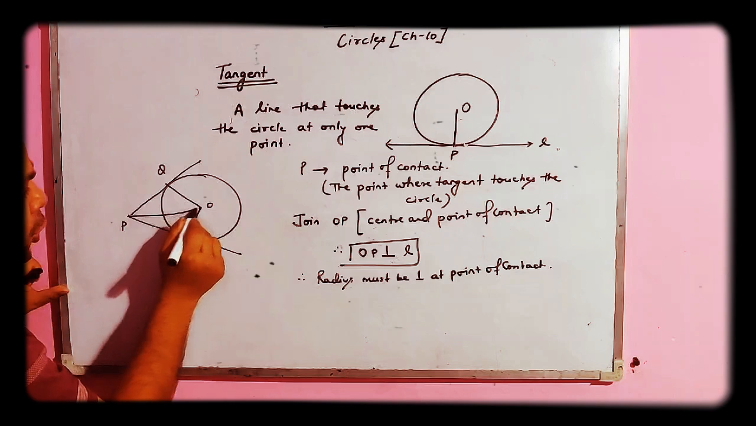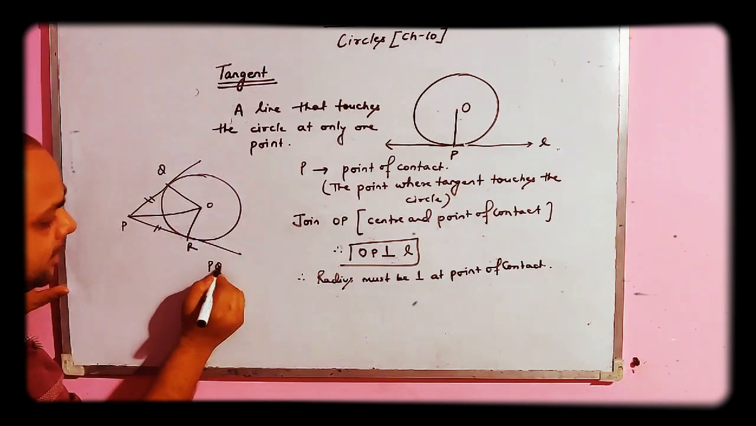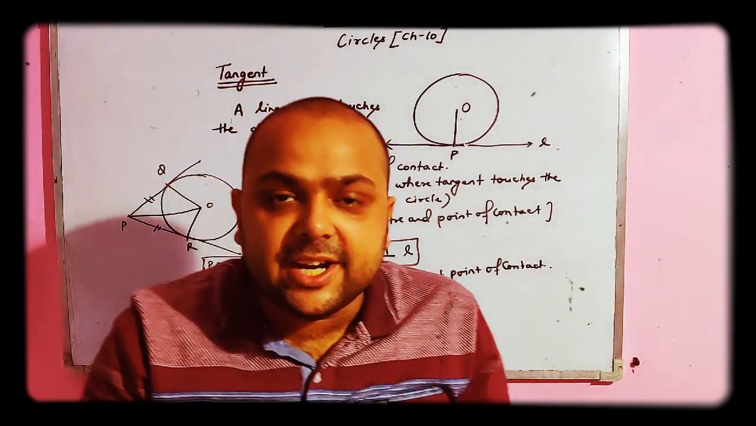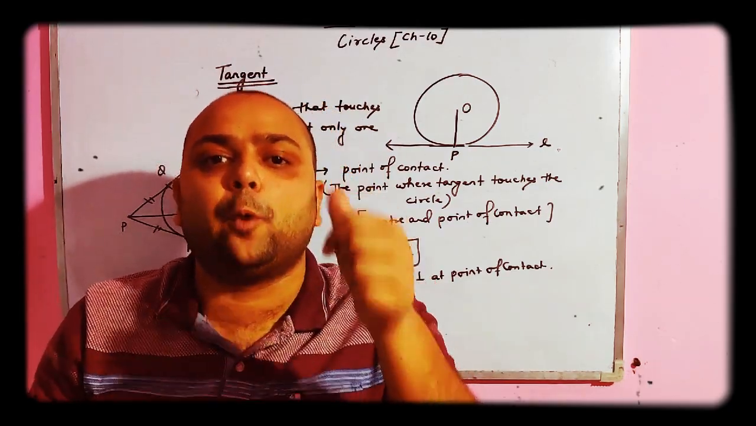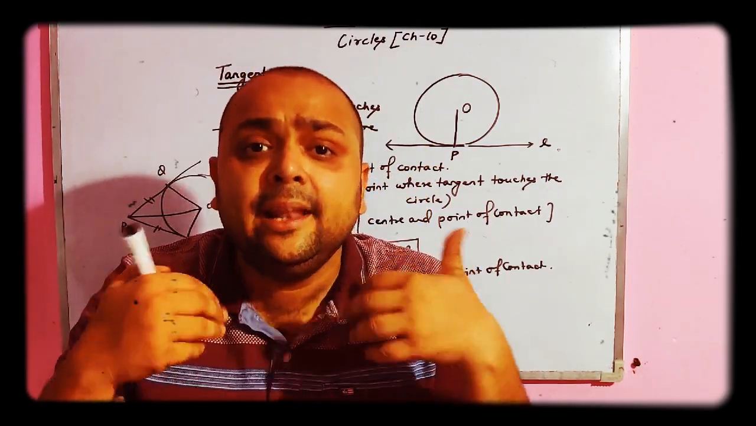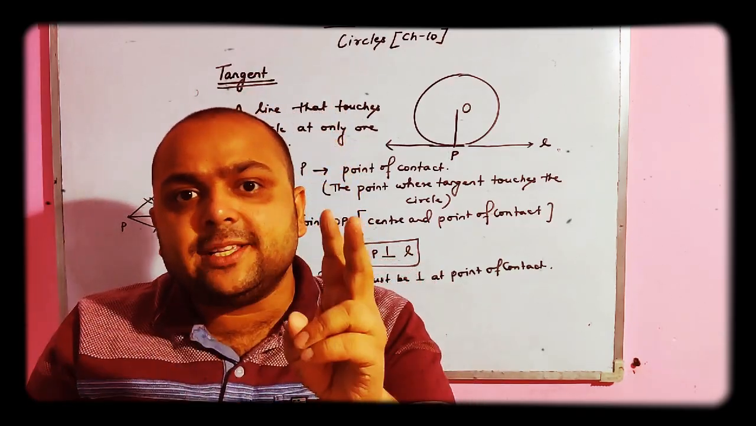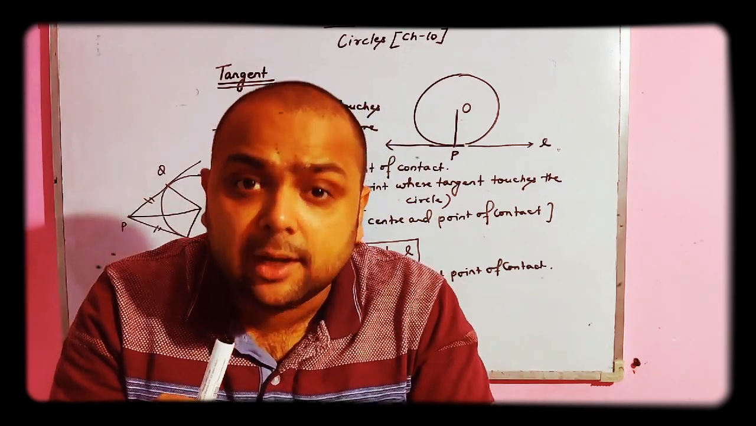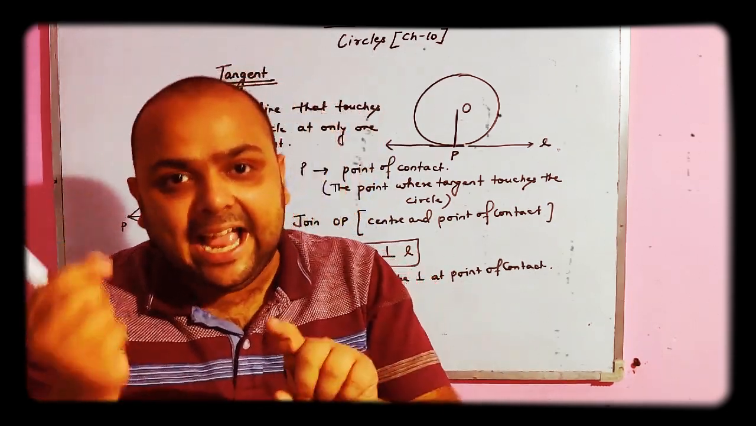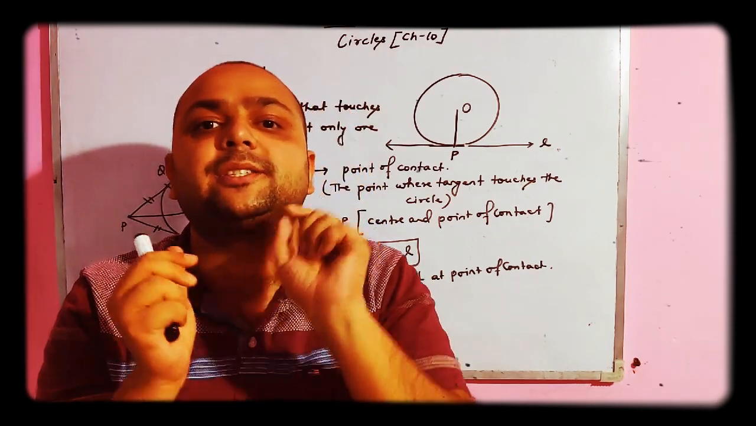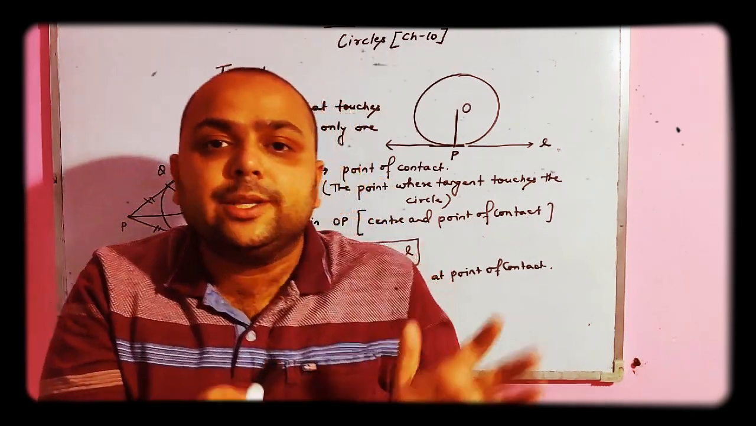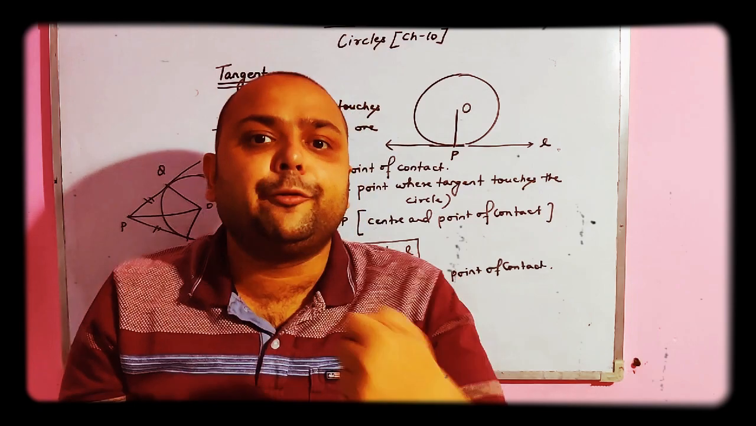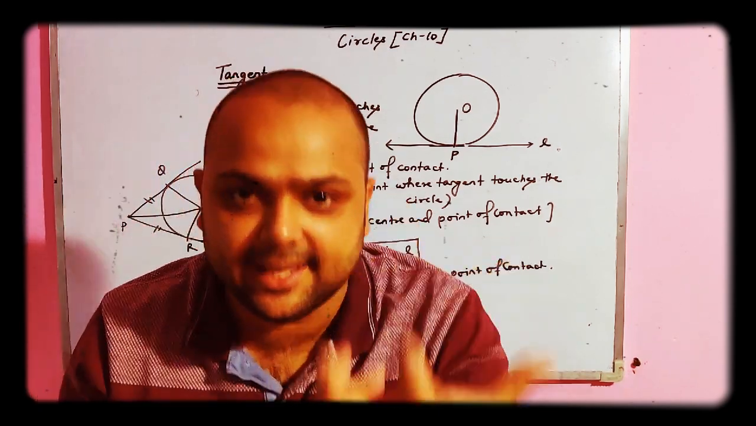We have to prove this also, that PQ is equal to PR. So we have to discuss that the length of the tangents drawn from a particular external point are also equal in length. So the two properties that come from the tangent topic are: the radius must be perpendicular at the point of contact, and the length of the tangents drawn from an external point must be equal. So in the next part of the video I am going to show you this with the help of theorems. But before that we have to understand what a secant is.